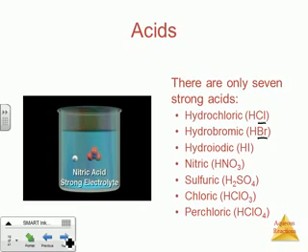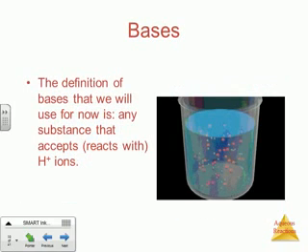So you've got chlorine, bromine, iodine, nitrate, sulfate, chlorate, and perchlorate. Okay, so those are the different anions that you have that make the strong acids. And it's extremely important that you know these. Okay, because everything else that's an acid that is not these 7 is going to be a weak acid. Okay, and you need to know the difference between strong and weak for a lot of different reasons in this class.